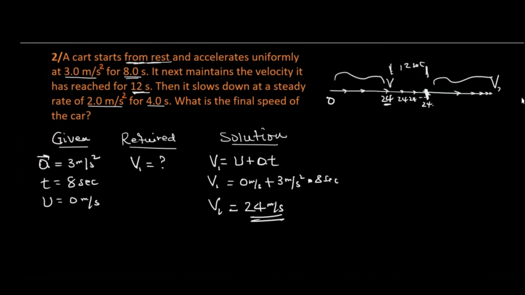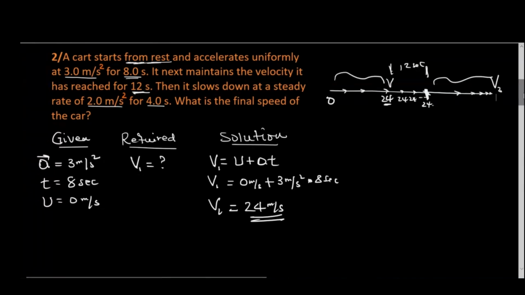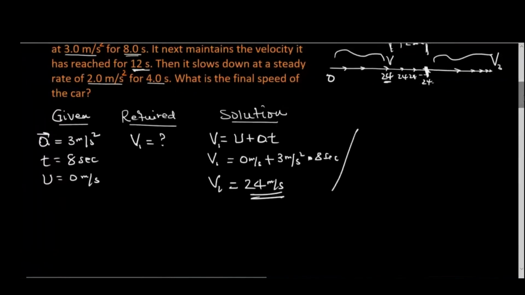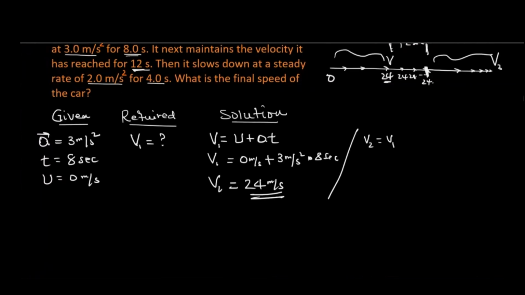All right, so you are asked the V2, the second velocity, for the second trip now. Still the acceleration is the same, but this time it is slowing down, okay. So I'll call this V2. V2 is equal to, remember now, V1 minus AT. Look at this.